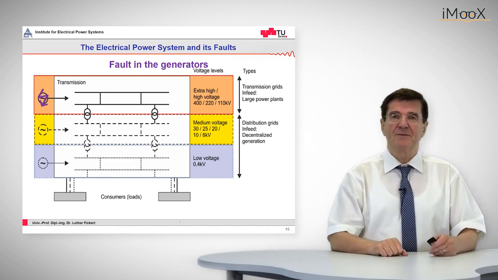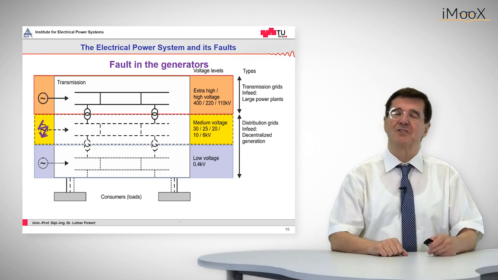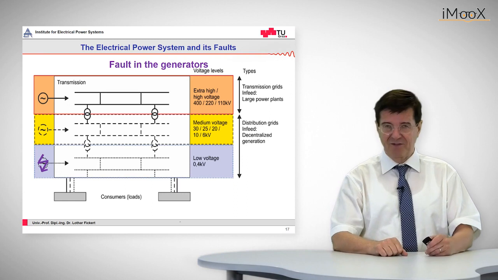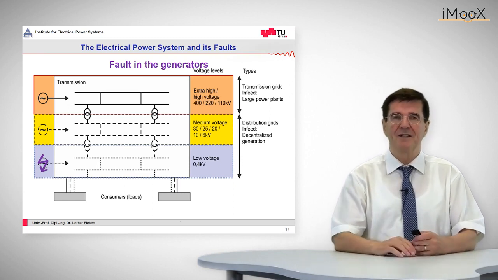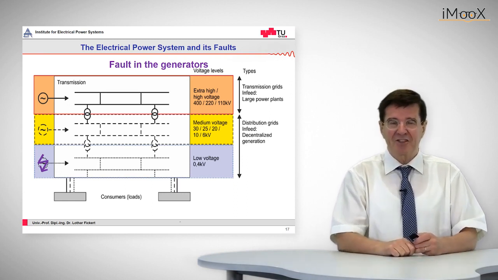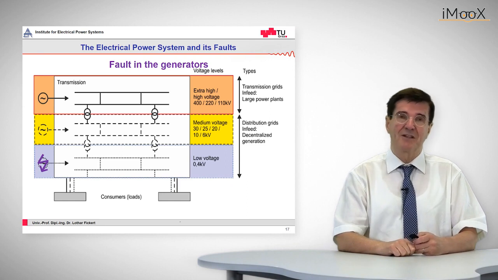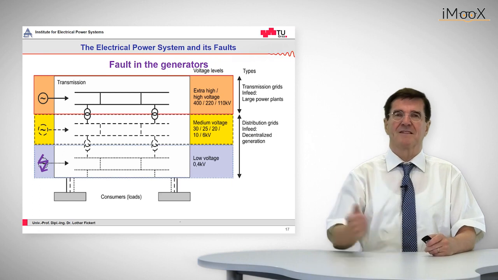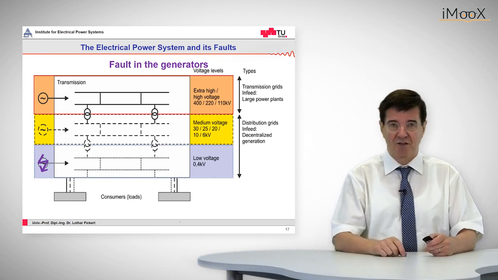So, of course, there can be faults in generators: high voltage and extra high voltage generators, medium voltage generators, low voltage generators or low voltage infeeds. They are not so severe to the power system because power stations or infeeds of electrical power are usually made in a redundant way. So if one of these trips out, the others can easily take over the load.